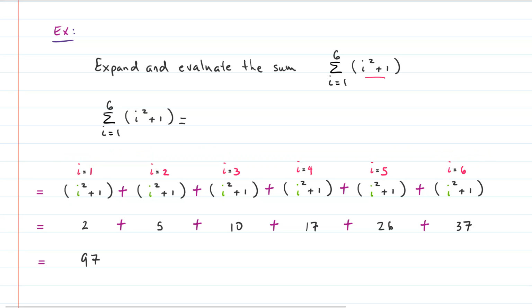There's a plus in between everything because we're summing, right? That's what the summation notation means. And each time we are changing i. So let's change i. Here, i equals 1. The first spot. The second spot, i equals 2. So let's put a 2 in there. The third, i equals 3. The fourth, i equals 4. The fifth, i equals 5. And the sixth, i equals 6.